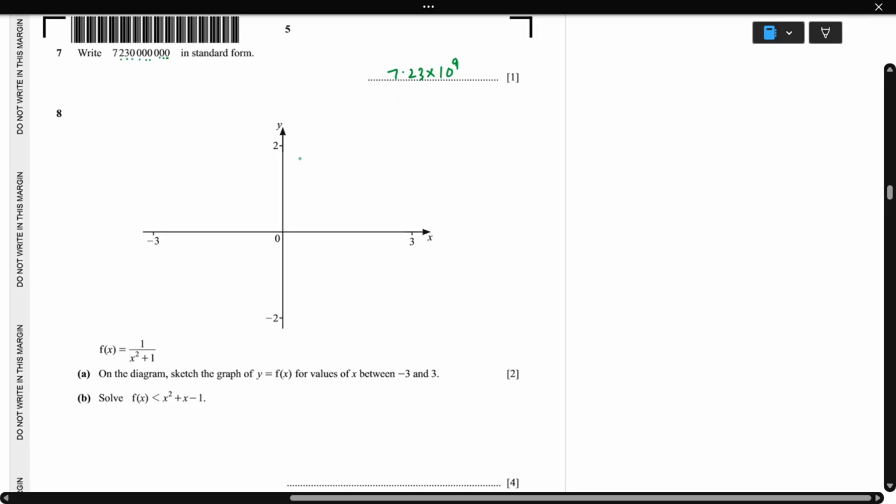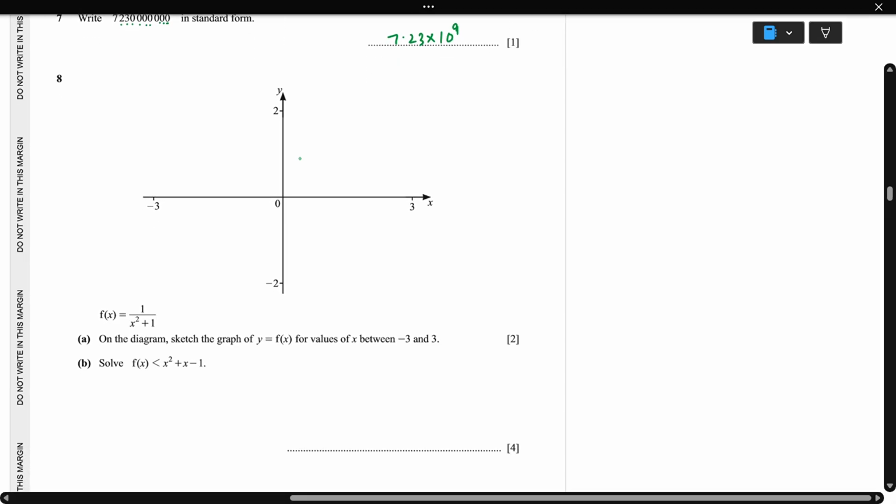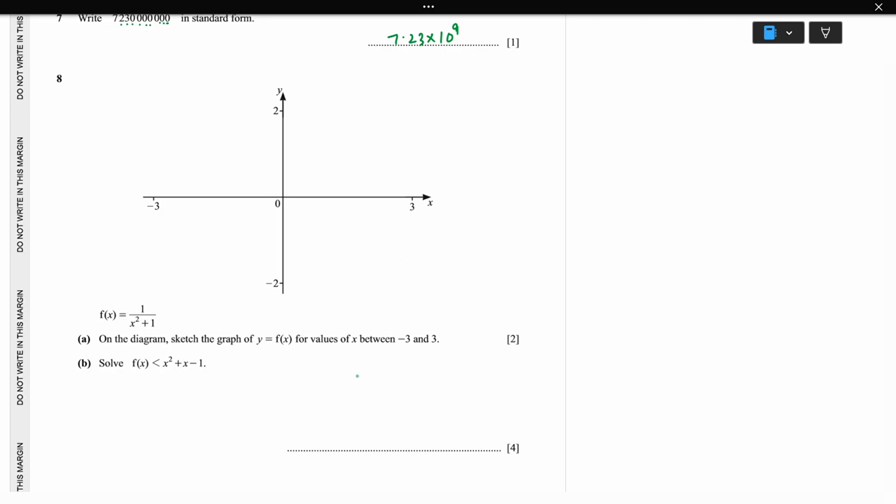Okay, the next question, f of x equal to 1 by x square plus 1. So we need to draw the graph. We check here, on the diagram, sketch the graph. The values are minus 3, 2, 3. So I'll make a box here. This is x, this is y. Here minus 3, and I'll take 0, and I'll take positive 3.